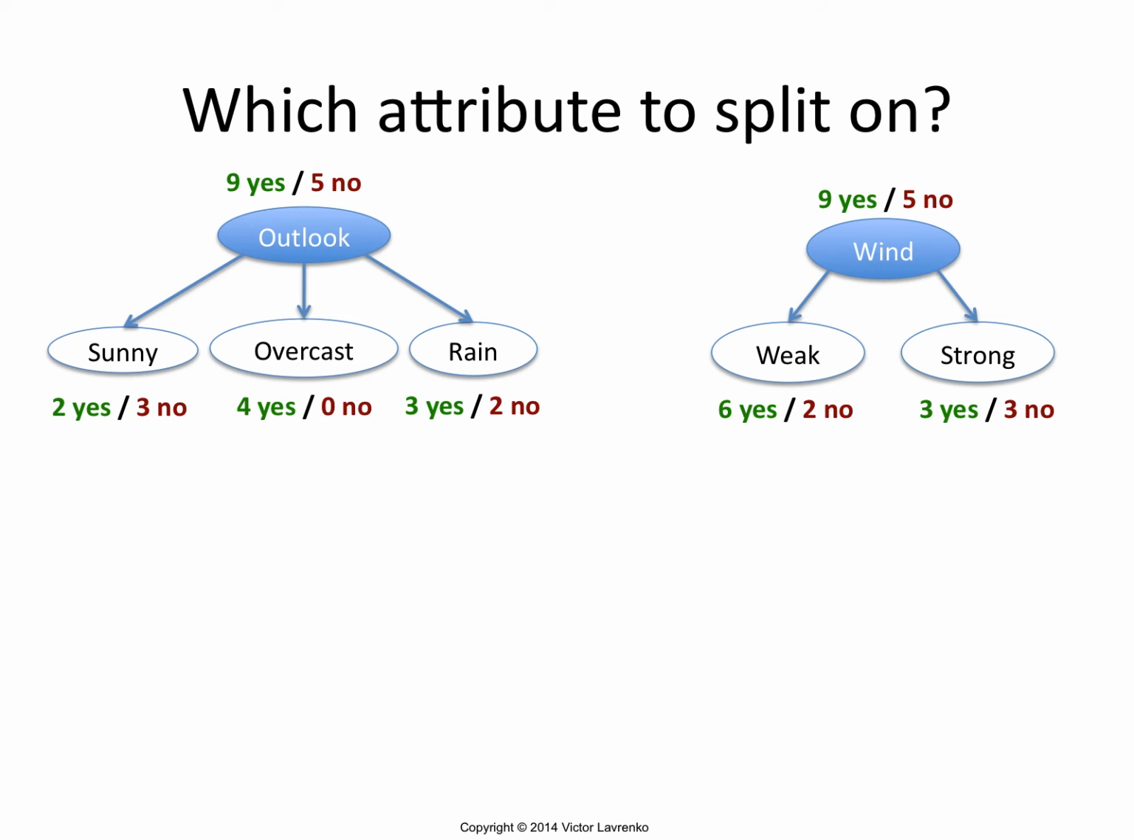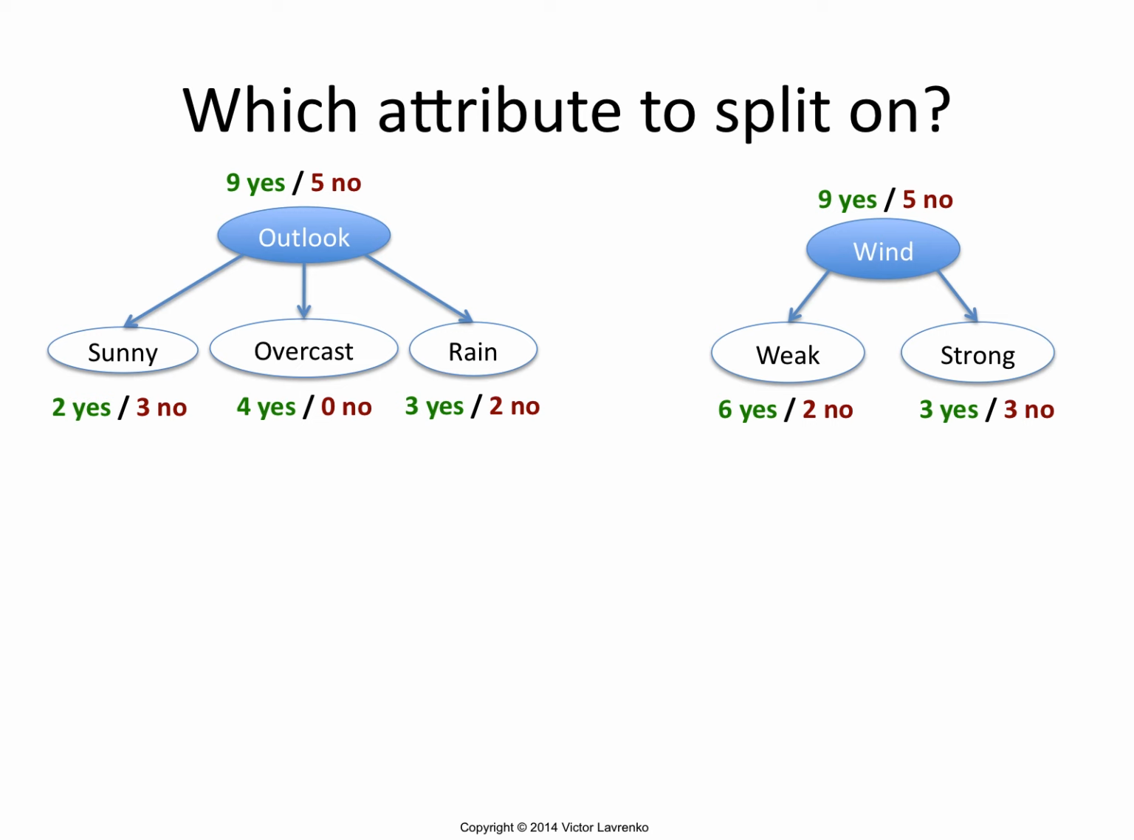We had 9 yeses and 5 nos. We could either split it on outlook, or we could have tried to split it on wind. So what's the difference? If we split it on outlook, we end up with 3 subsets: sunny, overcast, and rain. One of these is pure, and 2 of these are impure. If we split on wind, we end up with just 2 subsets: weak and strong. So weak would have 6 positives and 2 negatives, and strong would have 3 positives and 3 negatives. So just looking at these 2 splits, which split do you like better?